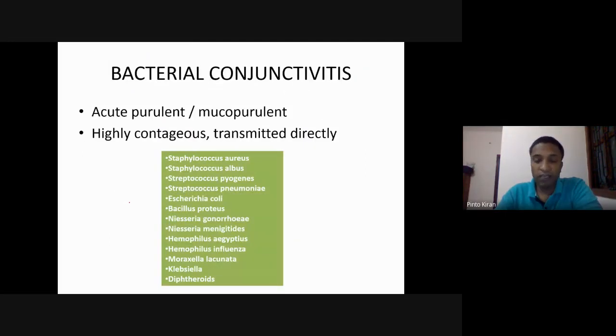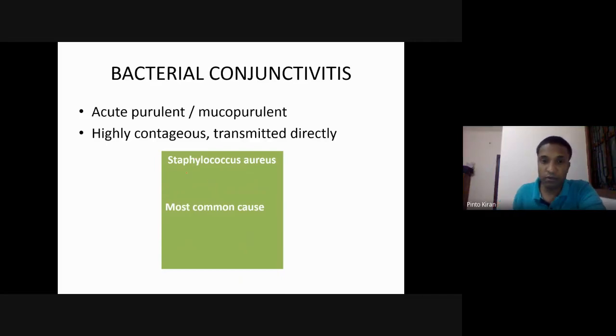Then coming one by one, what are the causes for conjunctivitis? Based on the etiology, we have bacterial conjunctivitis. In bacterial conjunctivitis, you have a whole spectrum of organisms, gram positive to gram negative, whether cocci or bacillus. All organisms cause bacterial conjunctivitis, out of which the most common one is Staphylococcus aureus. You should remember this. And it is highly contagious and transmitted directly.